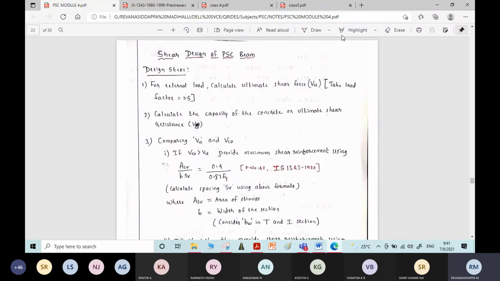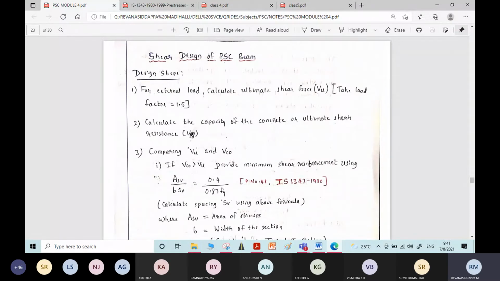And I just noted the various design steps involved for a shear design of PSC beam. First, initially we have to calculate the design shear force, means factored shear force we need to calculate. For that we need to calculate the design shear force, means we have to calculate factored shear force by multiplying by 1.5.